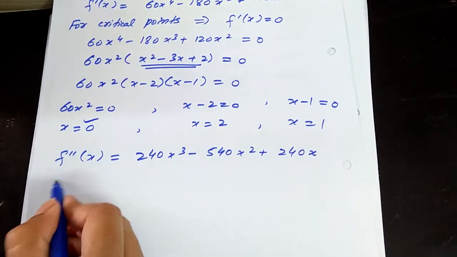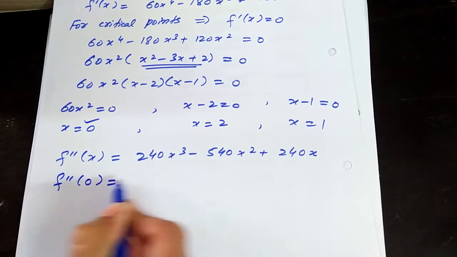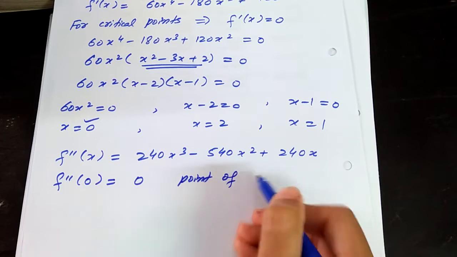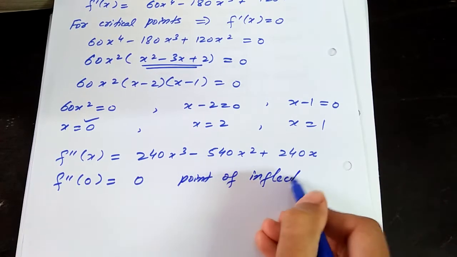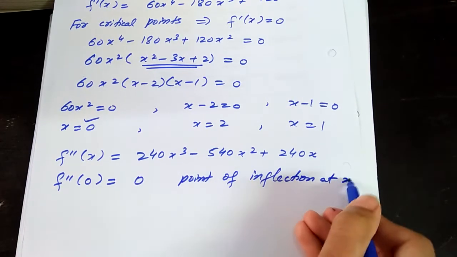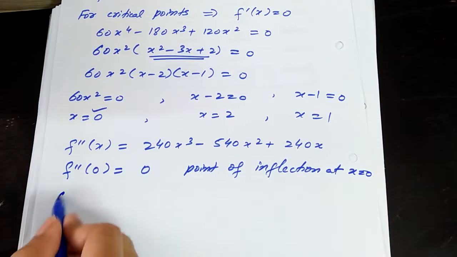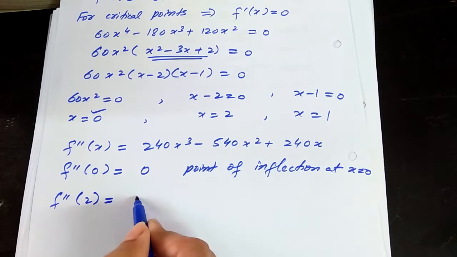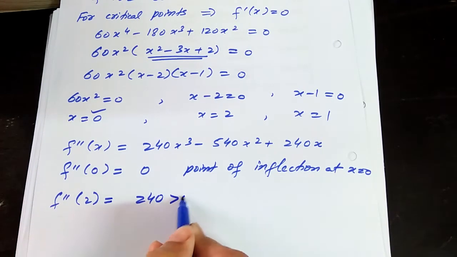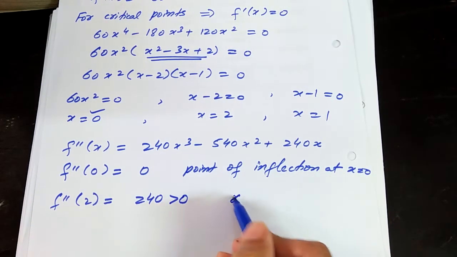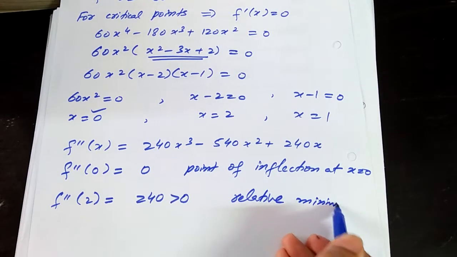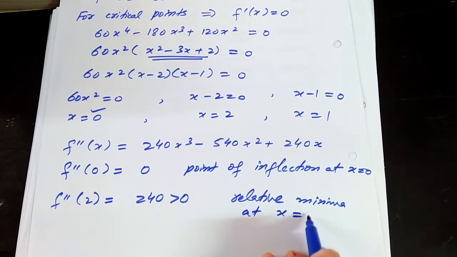If I put the first value in it, f double dash of 0 will be equal to 0. So we have a point of inflection at x equals 0. Now in the second derivative, put the second point, f double dash of 2. We will get here 240, which is greater than 0. So we have the relative minima at x equals 2.